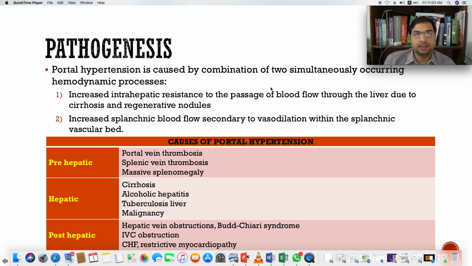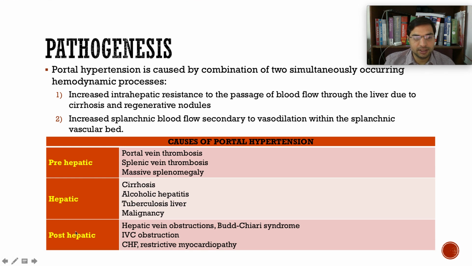Now why has this portal hypertension developed? It can be caused by pre-hepatic causes, hepatic causes and post-hepatic causes. Pre-hepatic causes are like portal vein thrombosis, splenic vein thrombosis, or splenomegaly. Hepatic causes, pertaining to the liver, are like cirrhosis, alcoholic hepatitis, malignancies. Post-hepatic causes are like hepatic vein obstructions, most commonly inferior vena cava obstruction, or congestive heart failure.